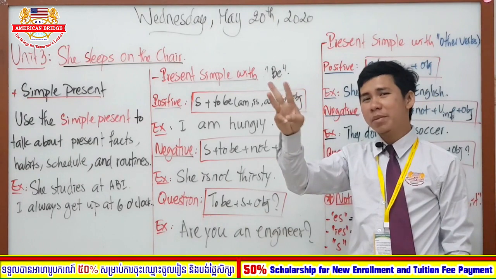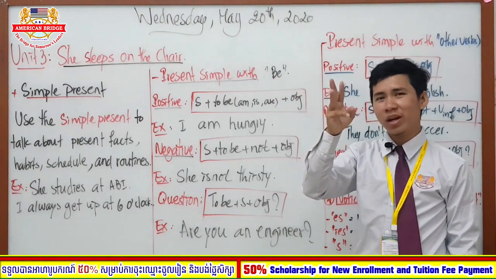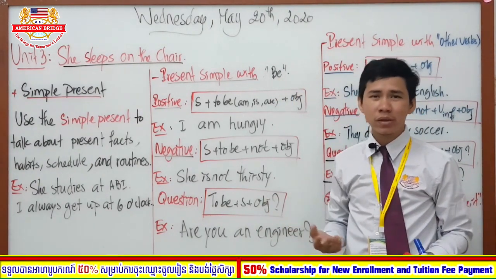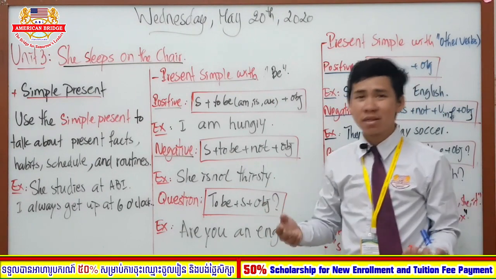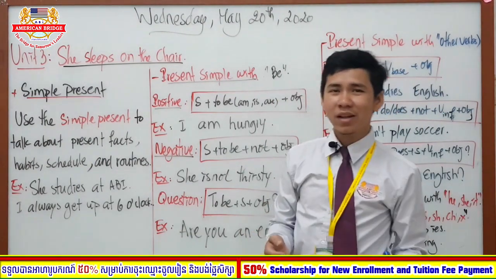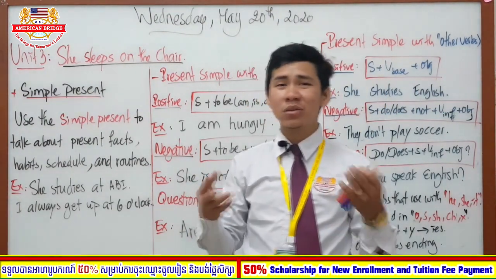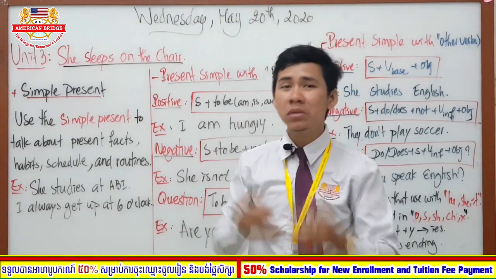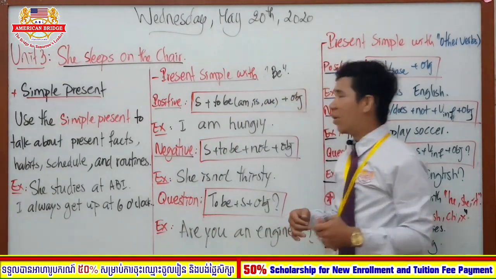Do you know am, is, are? Sure, you know, right? I am a student. I am a teacher. I am thirsty. Okay, and depending on what you are using, you are going to use the present form with the verb to be. So let's move to the next point.